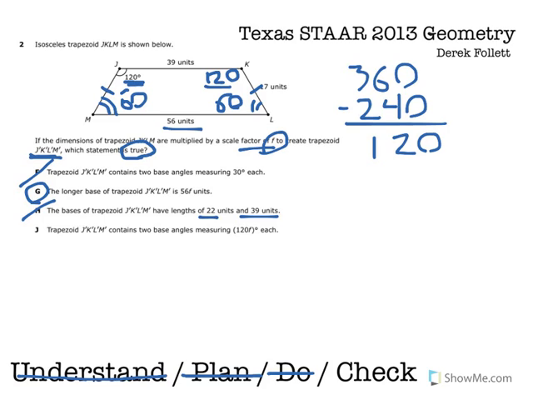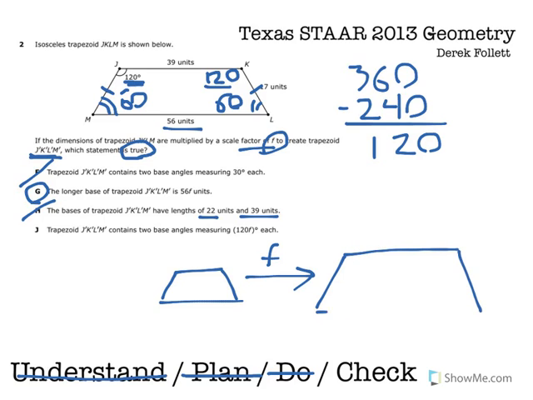And J says the image contains two base angles measuring 120F. Well, I know that when I have similar images, I multiply this one by F. The shapes are going to be the same. The sides might be bigger, but those angles are all going to stay the same if it's going to be the same shape. So that one's kind of relying on me being confused and thinking I have to multiply everything, but I don't have to multiply the angles. So that one's out.